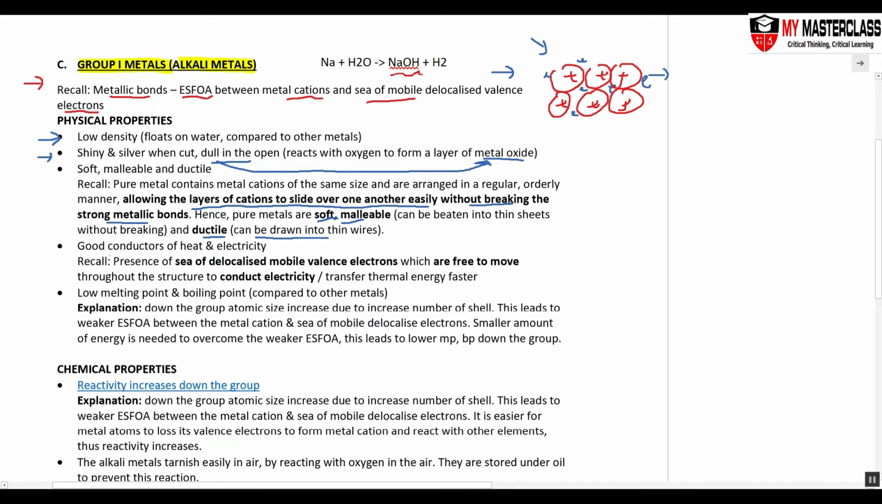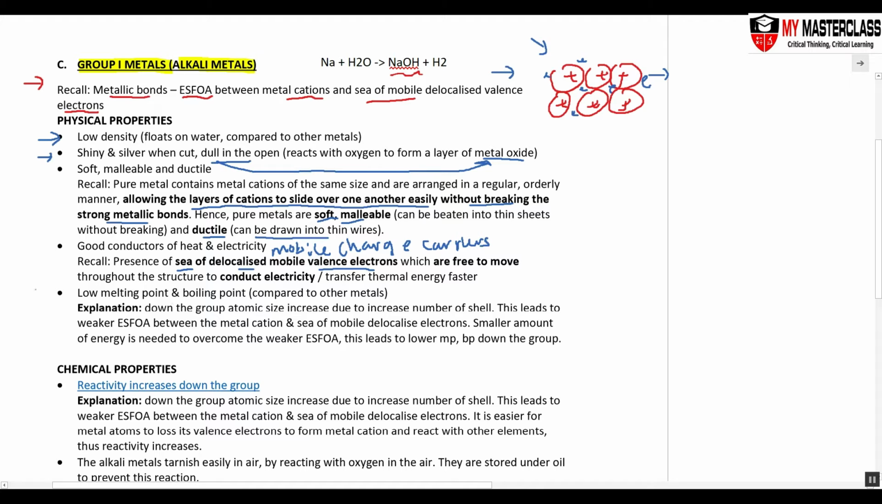They are good conductors of electricity and heat. To conduct heat and electricity, I need to have what we call mobile charge carriers. Mobile charge carriers to conduct both heat and electricity. So what is acting as the mobile charge carriers is the sea of delocalized valence electrons. The electrons that are moving around within the structure allow the transfer of heat and electricity.